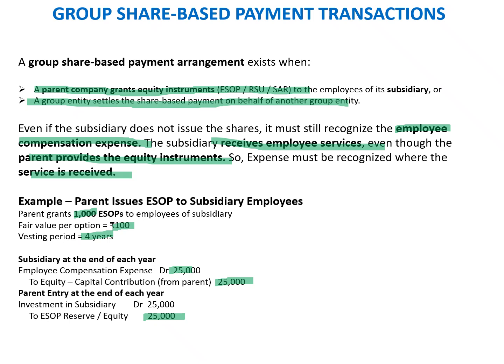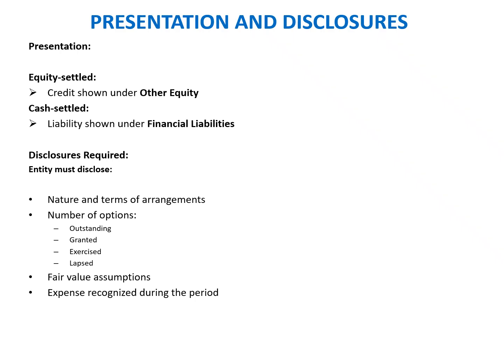So we'll move to the next slide to understand the presentation and disclosure. We have come to the second last slide of this presentation on Ind AS 102. How do we present? If it is equity settled, we show the credit as other equity, and if it is cash settled, then we show a liability under financial liabilities. As far as disclosures are concerned, we have to disclose the nature and terms of the arrangement, the number of options outstanding, granted, exercised, and lapsed, the fair value assumptions, and then the expenses recognized during the period. All these need to be disclosed as part of the disclosure requirements of Ind AS 102.